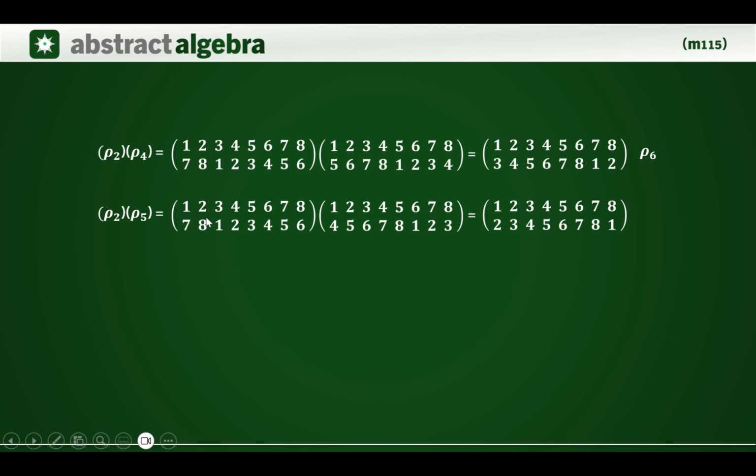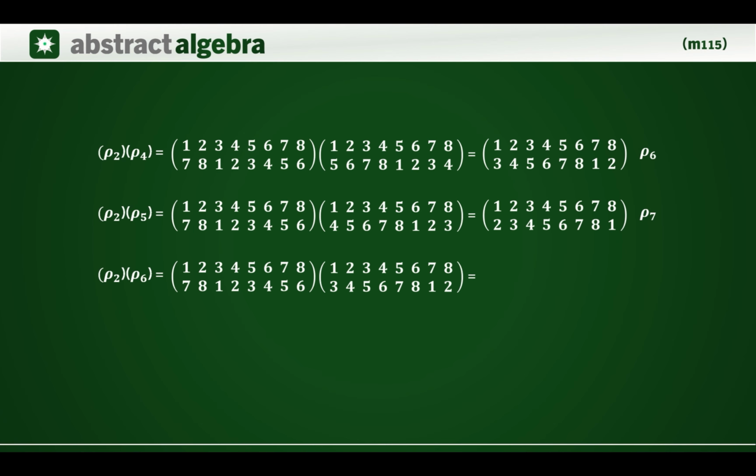6 maps to 1, 1 maps to 7, therefore 6 maps to 7. 7 maps to 2, 2 maps to 8, therefore 7 maps to 8. 8 maps to 3, 3 maps to 1, therefore 8 maps to 2. So, the composition of rho sub 2 to rho sub 5 results in rho sub 7. Next, we are going to find the composition of rho sub 2 to rho sub 6.